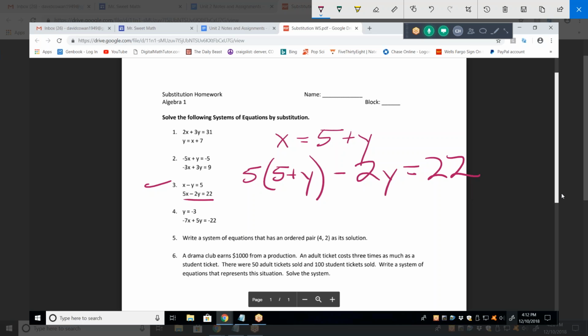In other words, the way you want to do these algebraically is one line at a time, most of the time one step at a time. So then 25 plus y. No. That 5 multiplies both terms. Keep going. Minus 2y equals 22. Okay, next line.